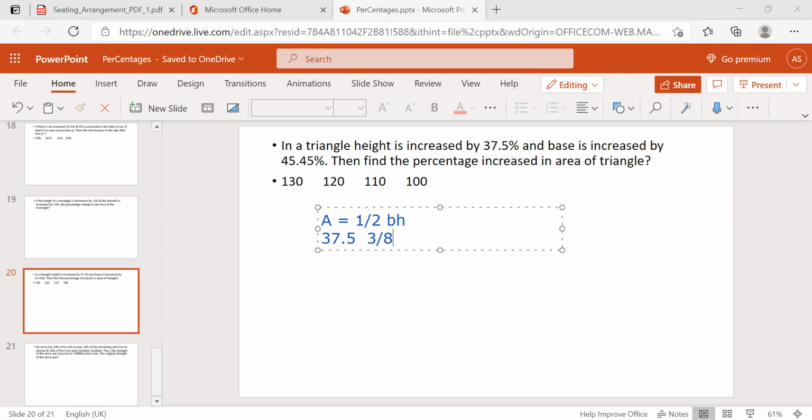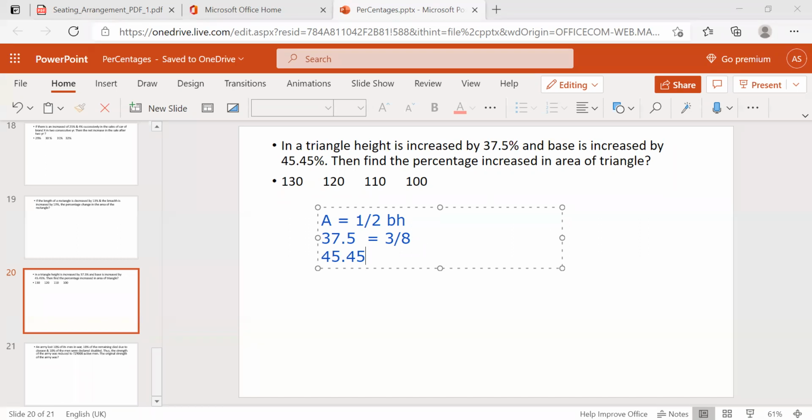12.5 percentage is nothing but 1 by 8. So 37.5 is nothing but 3 by 8. And another one, 45.45. And we know that it's related to 1 by 11.